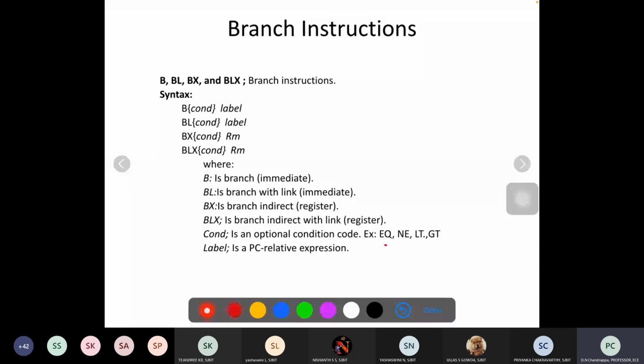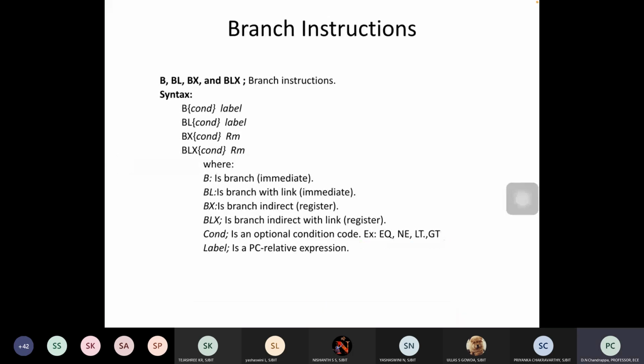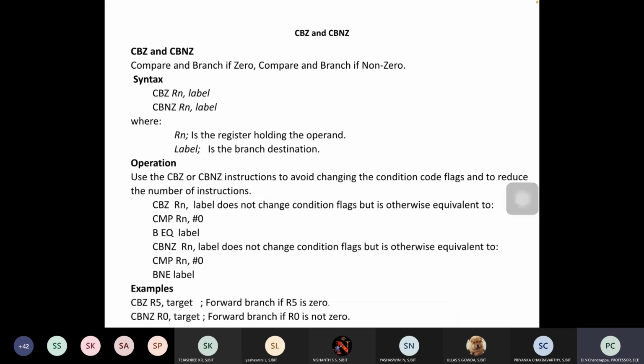So equal, not equal, less than and greater than. Please note this. This is what we are using in the future slides also, in today's class. So I'm going to discuss this. EQ for equal, NE not equal, LT less than, GT greater than. In if-else also we are going to use EQ, LT, GT, all these commands.